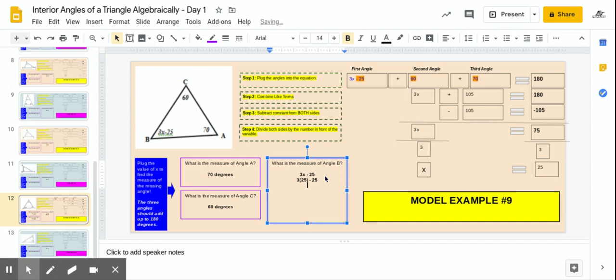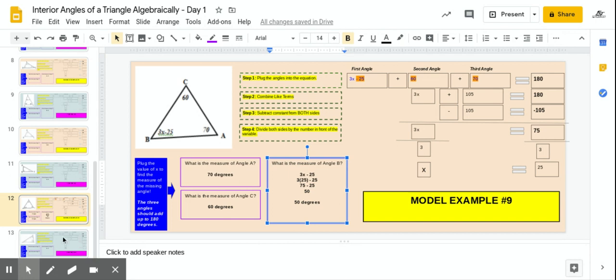All right, so now I'm going to multiply before I subtract. 3 times 25 is 75. 75 minus 25 is 50. So the measure of angle B is 50 degrees. Again, as always, add up all your angle measures and see if your sum is 180 degrees. And if it is, you know you are correct.